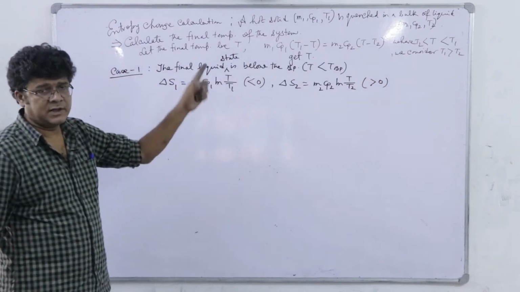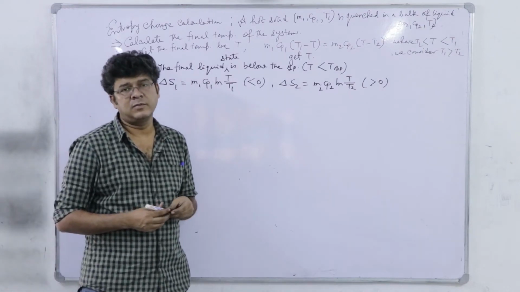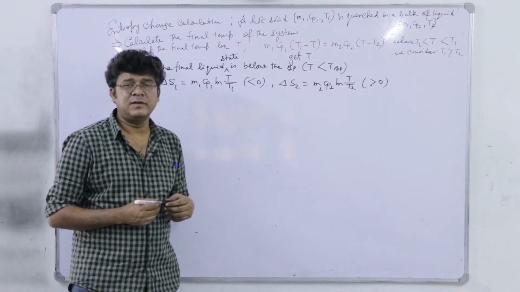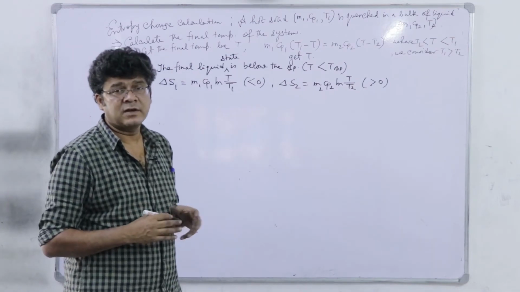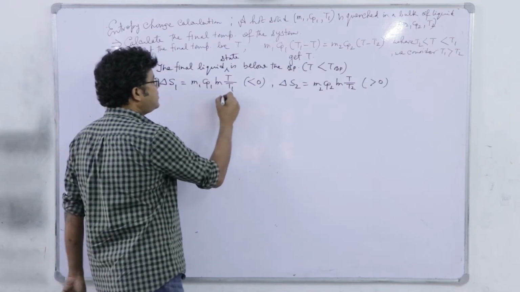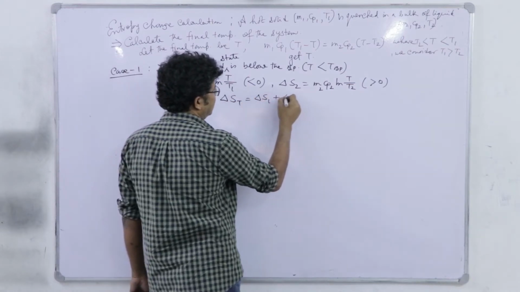And what will happen if I add these two to calculate the overall change of entropy for this system? We will see that delta S universe will always be greater than 0, and this is general, which is considered as a mathematical statement of the second law. We will prove it later. So delta S total is equal to delta S1 plus delta S2.